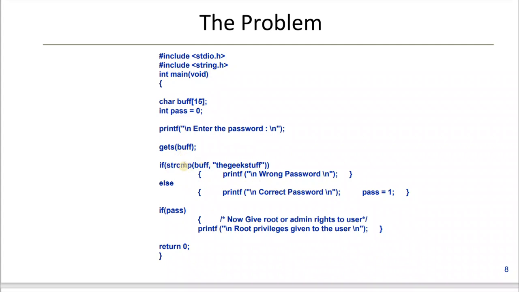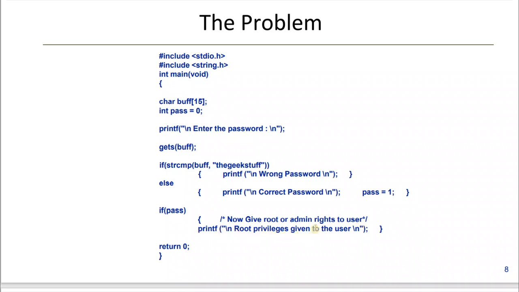If the strcmp means like to compare the string, compare strcmp معناها compare buffer and the geek stuff. So if the contents of the buffer equal to the geek stuff, if it does not, then it's a wrong password. If it does, then it's the right password. And what happens? Pass is equal to 1. If pass equals to 1, this will execute. Now give root or admin rights to user.